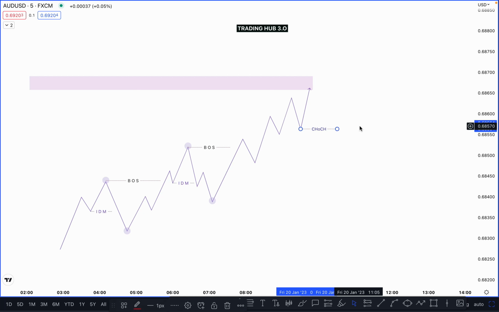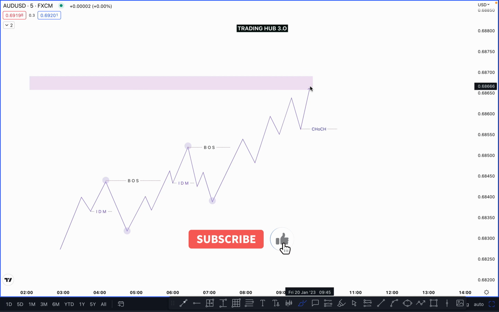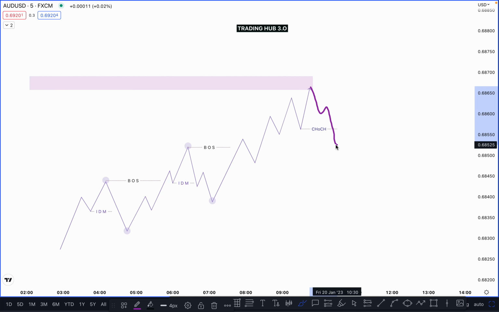So you have to wait for it to break this change of character, and in this case to break this one, this is our change of character. In this case the market can sweep and the market can close below it, it doesn't matter. In both scenarios, this is a valid change of character as per your entry plan, right? So what happened here? Market broke this low, and when can we sell here?